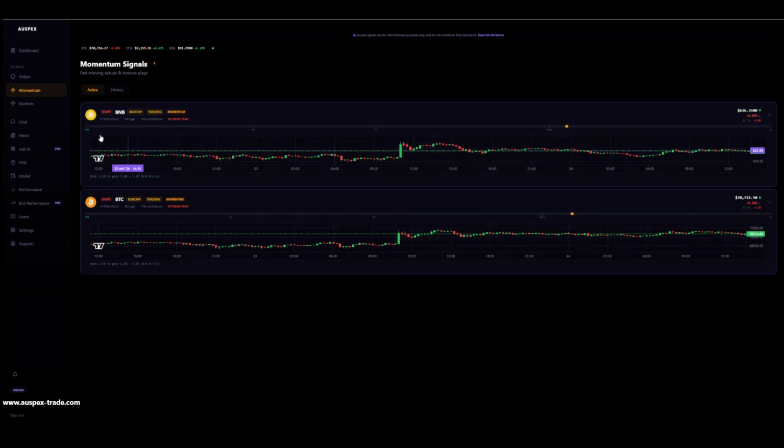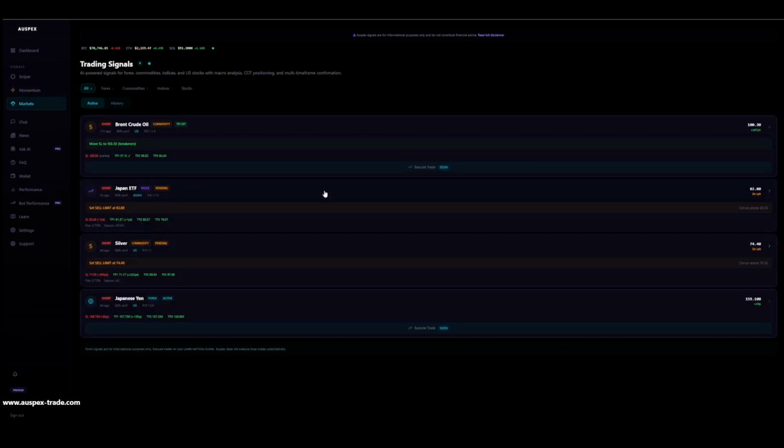The Markets section expands beyond crypto. Click Markets in the sidebar. Here you'll find AI-powered signals for Forex, commodities, indices, and U.S. stocks. Filter by category using these tabs at the top.